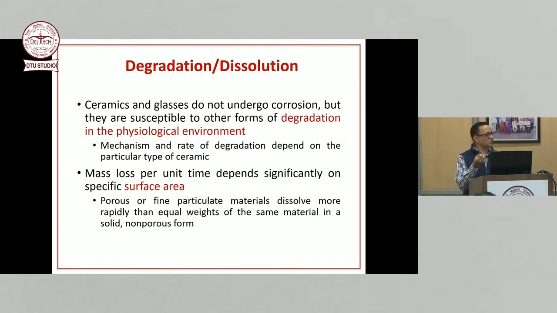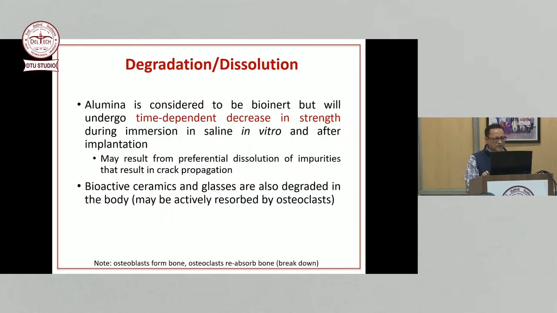Ceramics and glasses do not undergo corrosion like metals, but they are susceptible to other types of degradation in physiological conditions. Rate of degradation is important. Mass loss per area depends on specific surface area. Also remember, if a material is porous, since the surface area is so high, degradation can happen faster also, right? Time dependent decrease in strength happens. I think we already talked a little bit about it. So you have to be careful about biodegradable materials, how fast they are degrading.